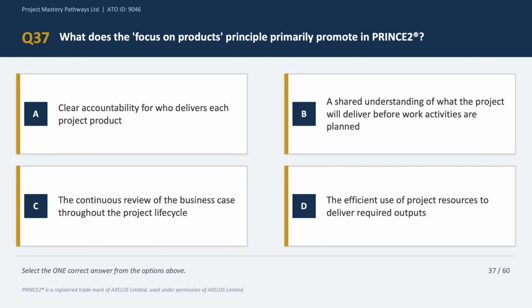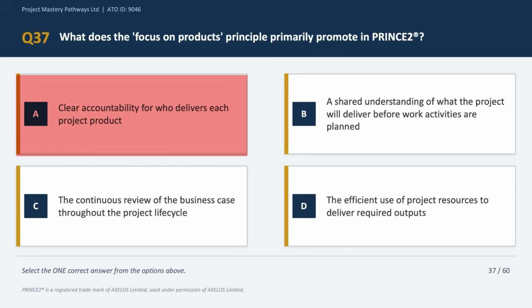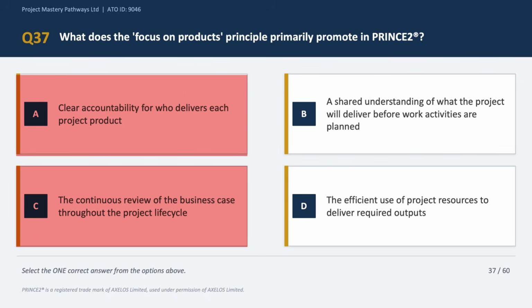Next, question number 37, and here we again have a principle question, but it is slightly at a deeper level. The question is asking what the focus on products principle primarily promotes. Option A says clear accountability for delivery. Now, accountability is more closely aligned with the defined roles, responsibilities, and relationships principle, right? So option A is not the best fit here. Option C says continuous review of the business case. Now that is the ensuring continuous business justification principle, okay? Not the focus on products principle. So option C is incorrect.